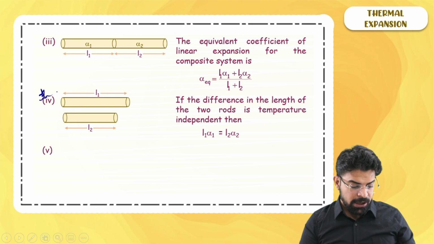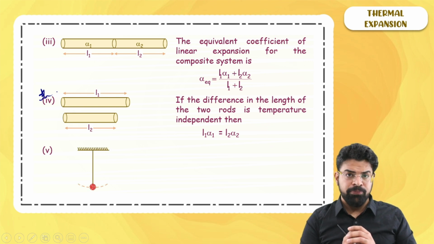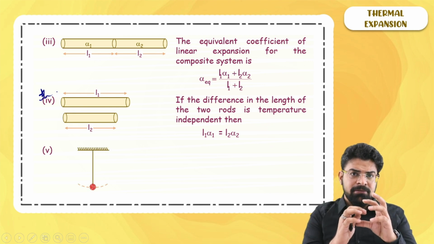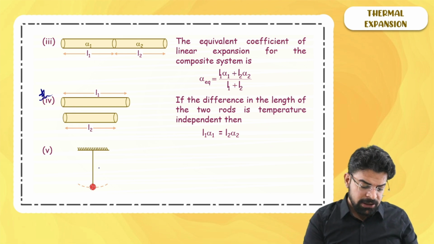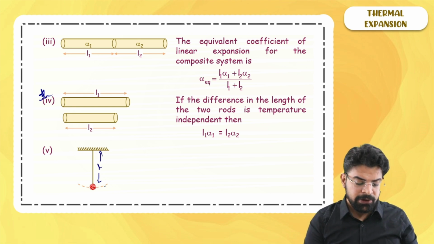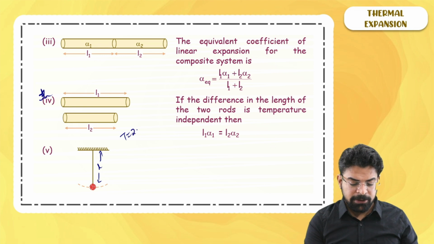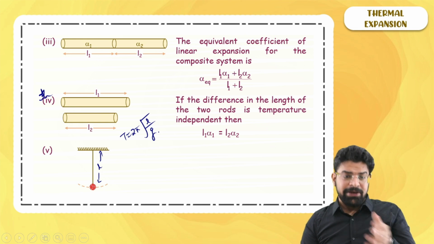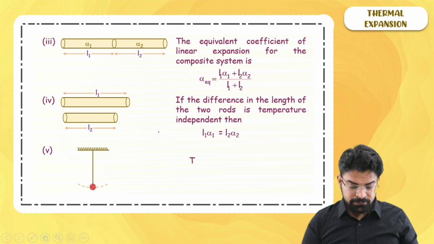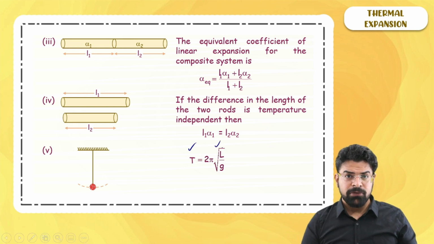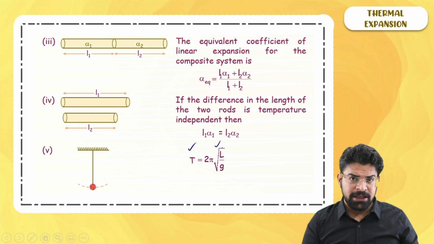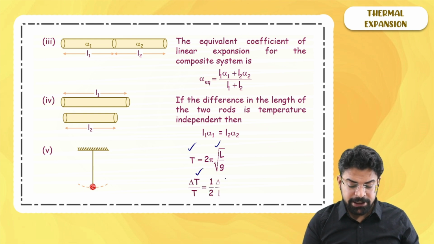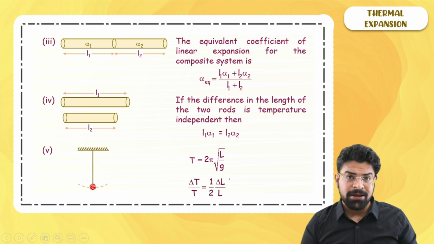Moving on. If you have a simple pendulum, on heating the whole system, the length of the string increases. We know that the time period of a simple pendulum is 2 pi under root L by g. So if the length of the string increases, its time period will increase. So we say time period of simple pendulum is 2 pi under root L by g. For small change in length, you can write delta T by T equals half delta L by L.